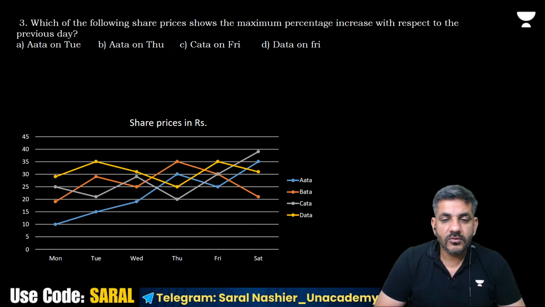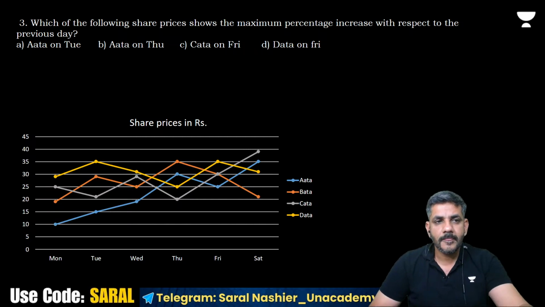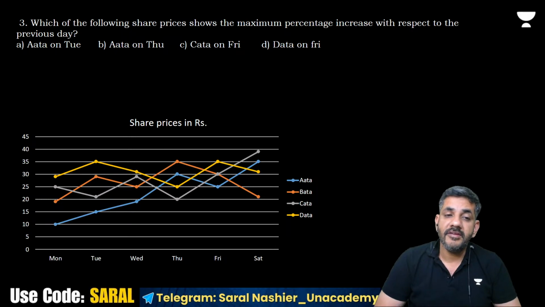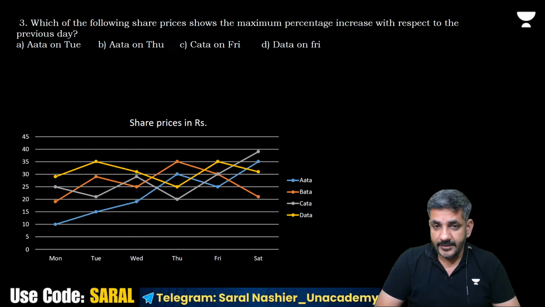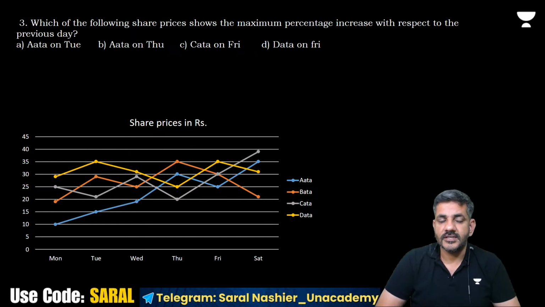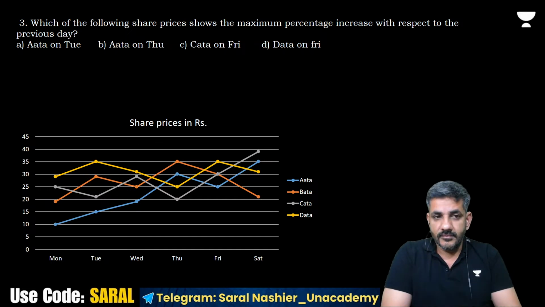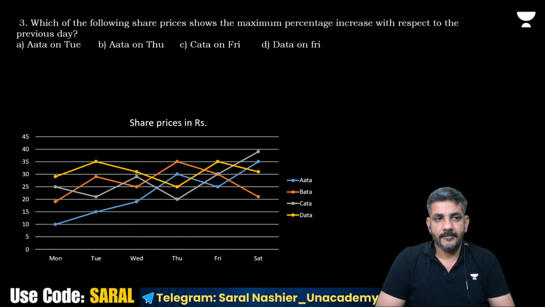Yes, great. What about question number 3? What is the right answer this time? What is the question asking you here? It says, which of the following share prices shows the maximum percentage increase with respect to the previous day? So in the first question I talked about Monday to Saturday, maximum percentage increase. In the second question, I talked about minimum percentage increase from Monday to Saturday. And this time we are talking about maximum percentage increase with respect to the previous day.